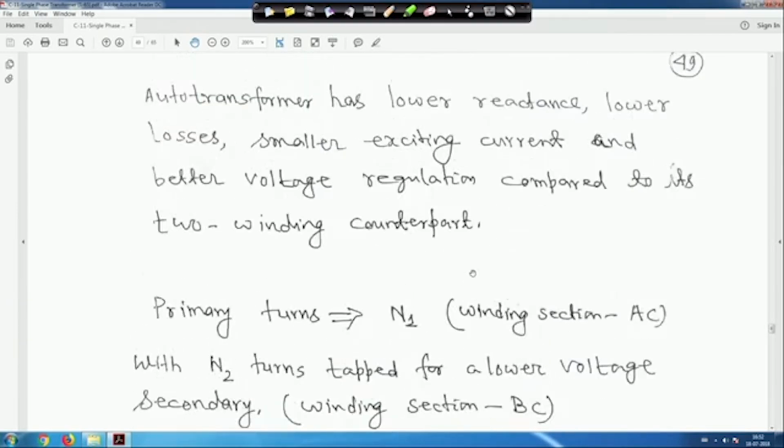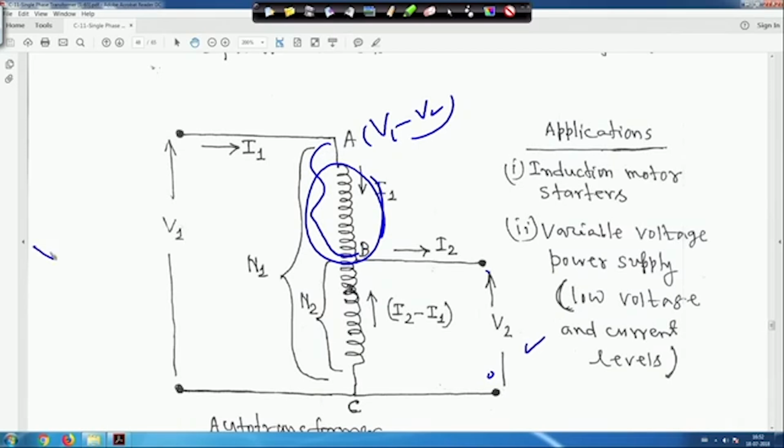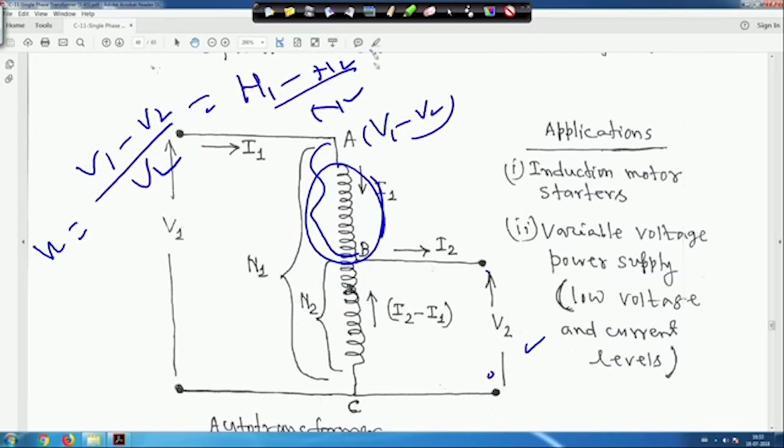For a two winding transformer, this is one winding and this is another winding, this voltage is V1 and this voltage is V2. That means the voltage across this winding is V1 minus V2, and this is my V2. Therefore, for a two winding transformer, K will be equal to V1 minus V2 by V2. That means this can be written as N1 minus N2 divided by N2. This portion you have to understand, there should not be any confusion.